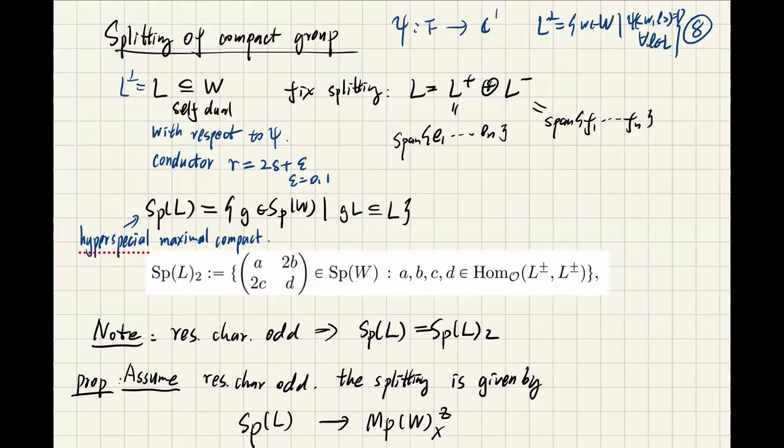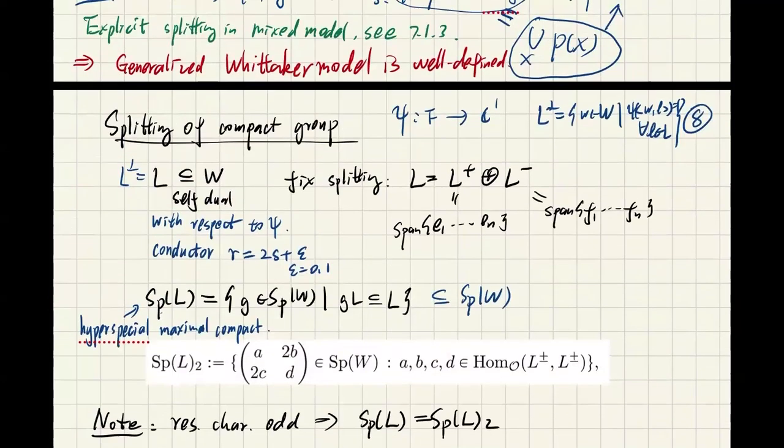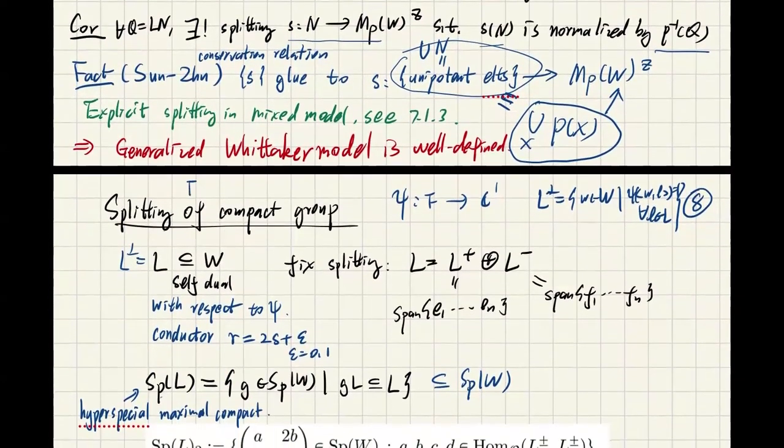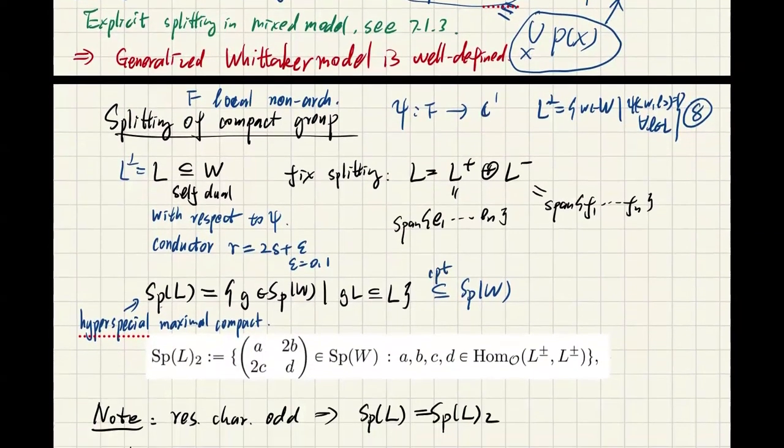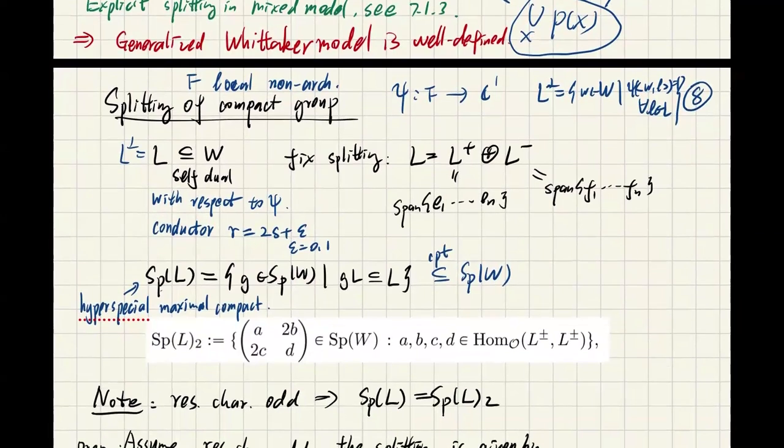For the characteristic 2 case you will need further splitting like L plus and L minus. But anyway, if you have a self-dual lattice, you can define Sp(L), the collection of all elements in Sp(W) which stabilize this lattice L. This is a compact subgroup inside Sp(W). Recall that here F is local non-Archimedean. It is actually a maximal compact subgroup inside Sp(W).